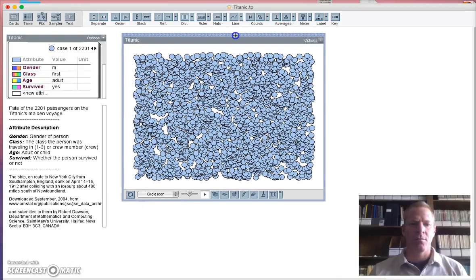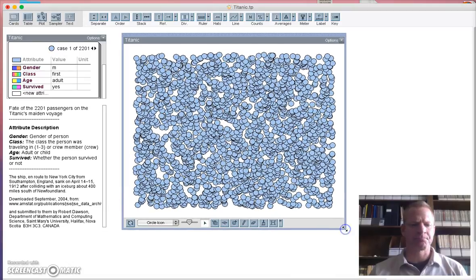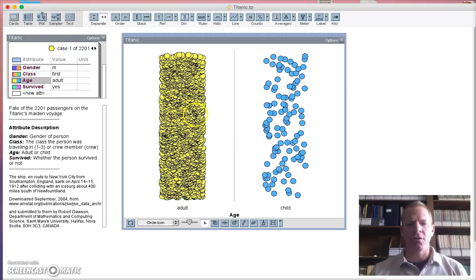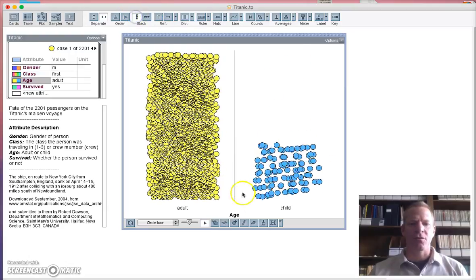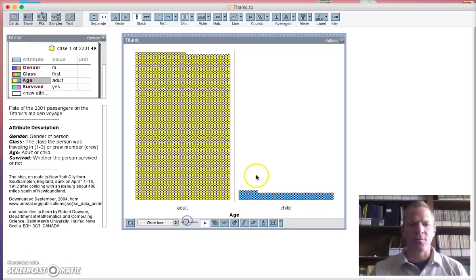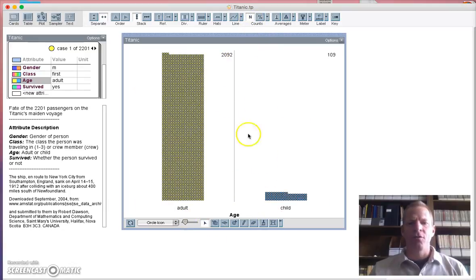We're going to make it a little bigger so we can see it more easily. And then we're going to put age at the bottom here, so adults and children. And you're going to see right away that there's a lot more adults than there are children. I'm going to stack it so it looks nicer. And then I'm going to get some numbers in here. Actually, before I do that, I'm going to make the dots smaller so we can see the numbers better. There they go. So you can see now that there were 2,092 adults on board and 109 children.